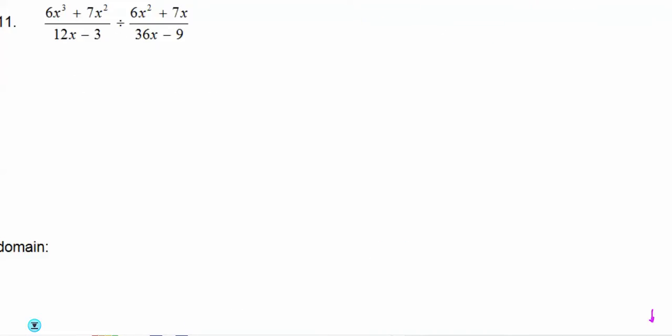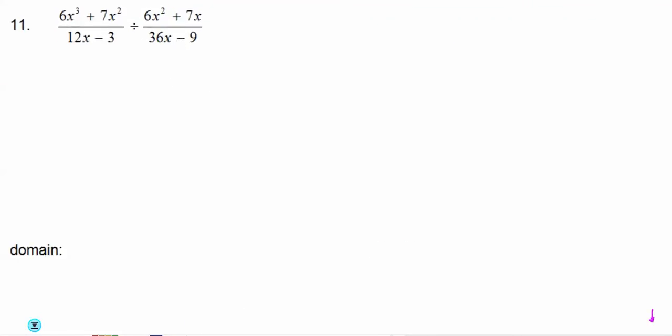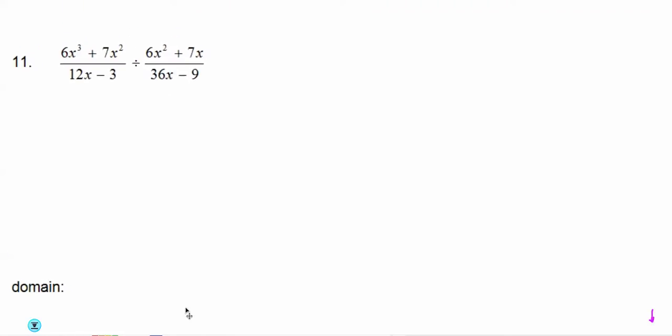Problem number 11. The steps to start off with are exactly identical. First, we're going to factor everything. So here, we actually have GCF factoring happening. I see this first term and this second term have a GCF of x squared. Once I've removed x squared from this first term, I'm going to have just 6x. If I remove x squared from this last term, I'm going to have just plus 7. That's how this particular binomial will factor.